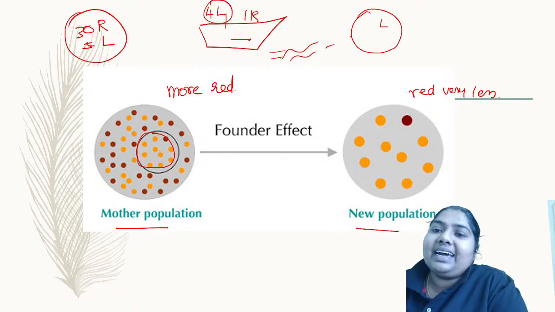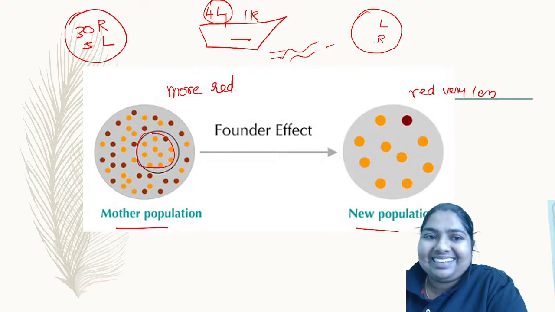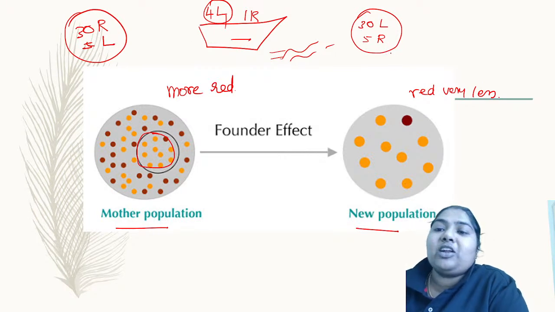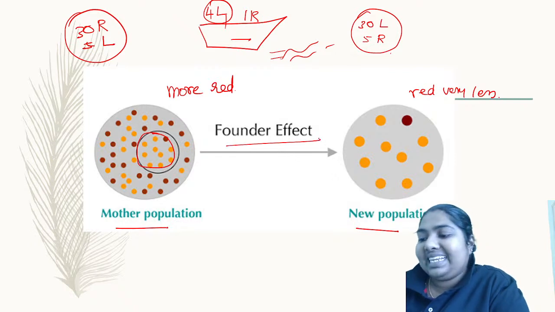So if the islanders are breeding with each other and repopulating, it will show more left compared to the right, isn't it? At one stage it will become like 30 left and 5 right. Yes, it is opposite to that of the mother population. Yes, this is what is called the founder effect.